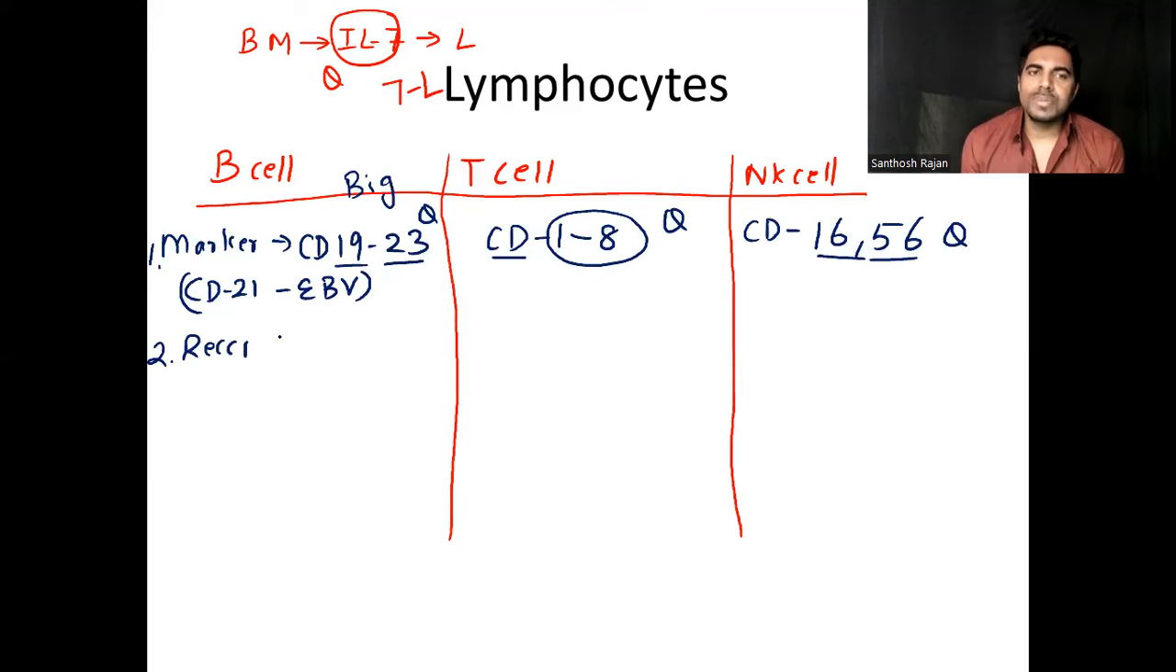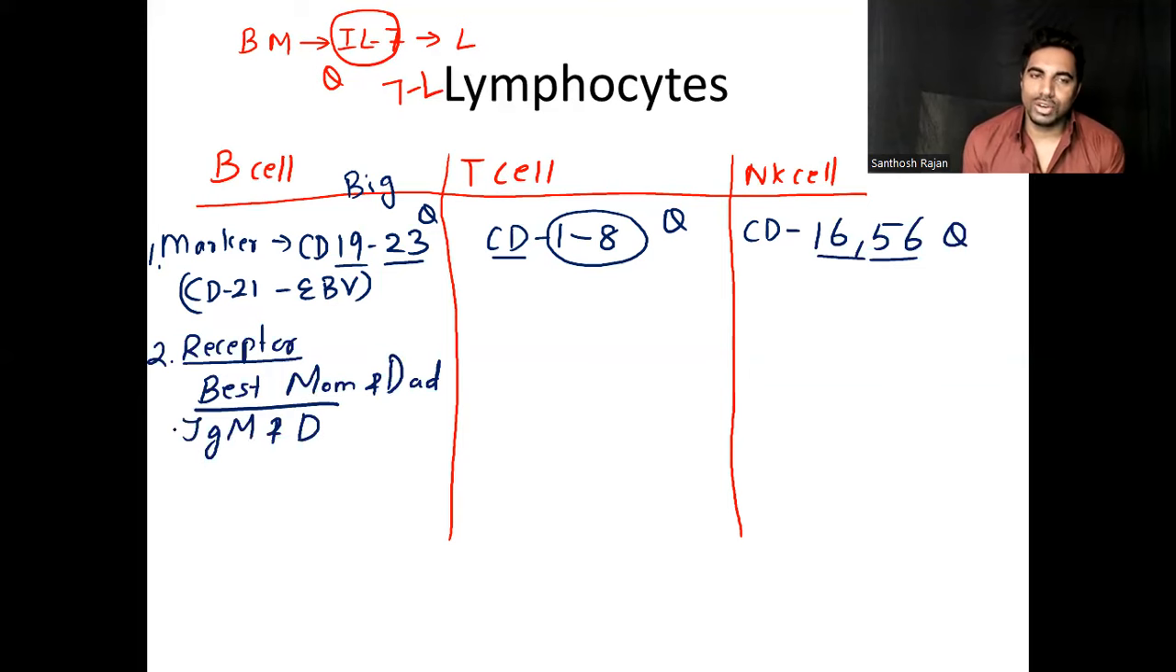See, for receptors, B cell receptors are, if you remember, I always say B cell receptor means best mom and dad. The shortcut is best mom and dad. It means these receptors are immunoglobulin M and immunoglobulin D.